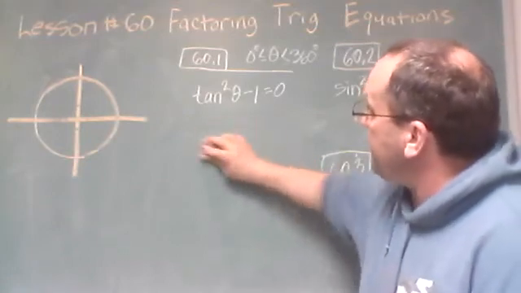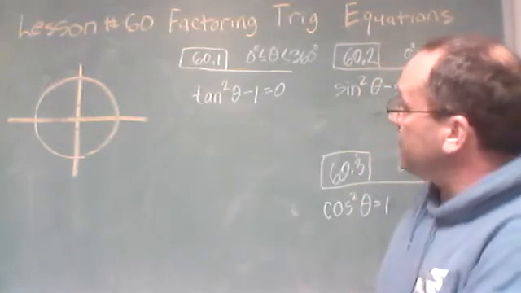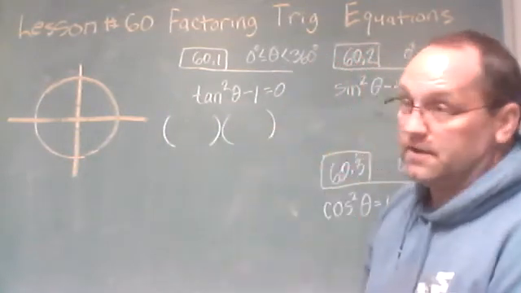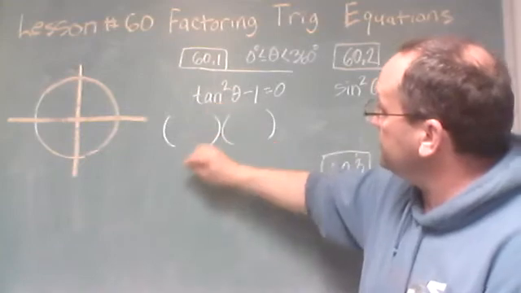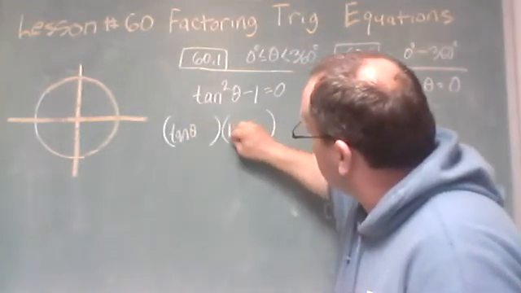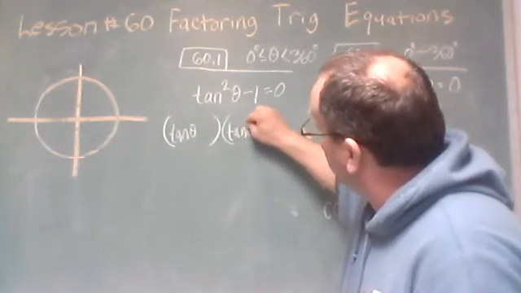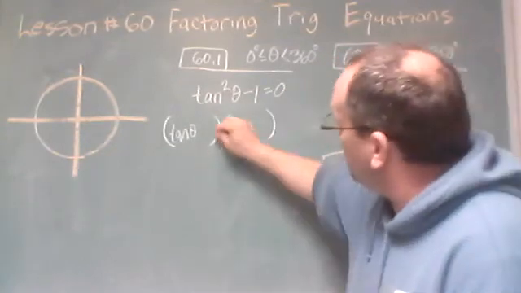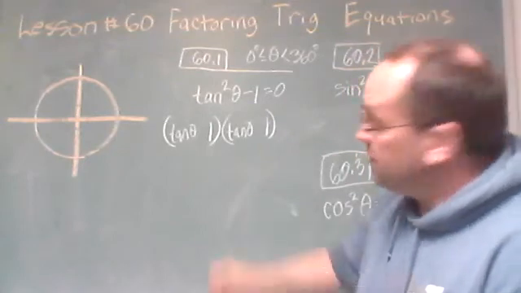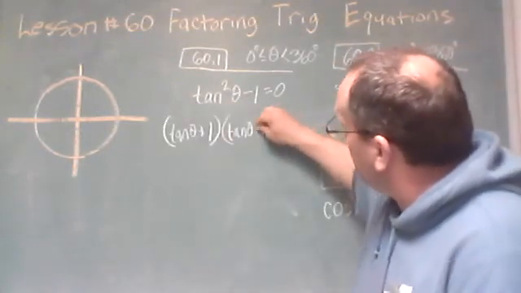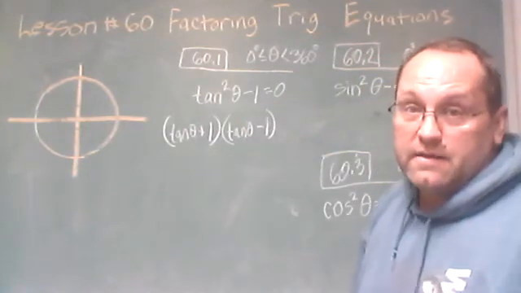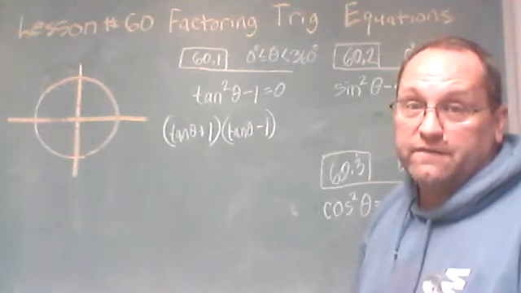Okay, how do we factor a difference of two squares? We factor them into their conjugate pairs. Okay, what is the square root of the first term? It's the tangent of theta. What's the square root of the second term? It is 1. Okay, the second term in those pairs, one of them gets a positive and one gets a negative. That's the conjugate pair. Okay, that's what a difference of two squares factors into.